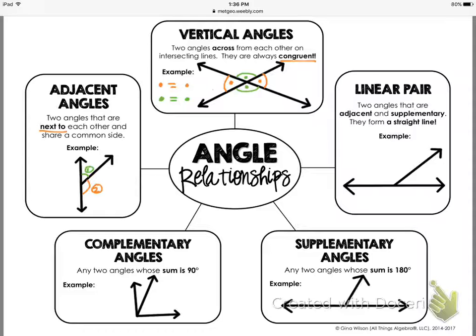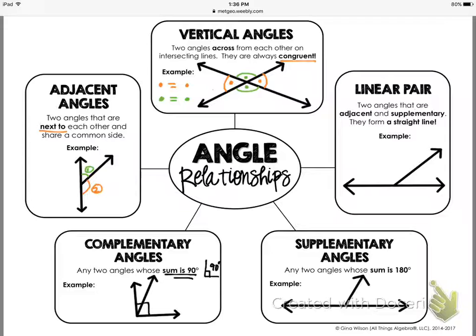Okay. Moving on down to complementary angles. Complementary angles are any two angles whose sum is 90 degrees. So we know that both of these angles are going to add to equal 90 degrees. And the way that we show 90 degrees is by having a little box in our angle. That box right there means 90 degrees.